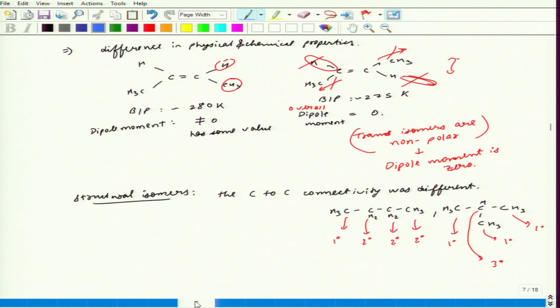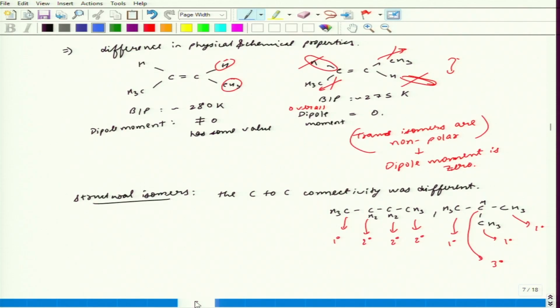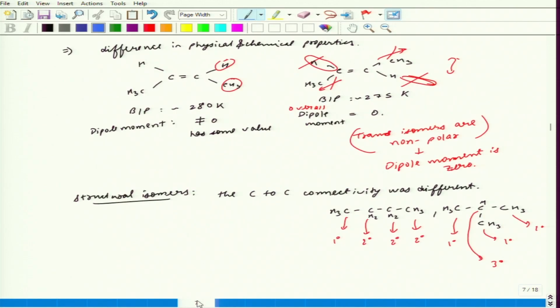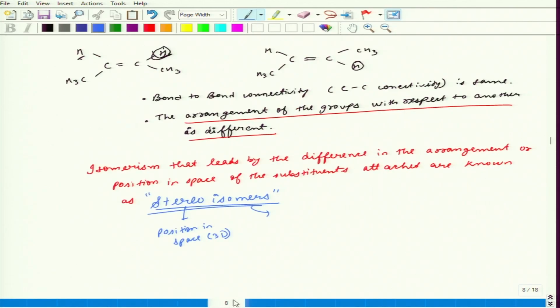So, how is it different? In structural isomers, the bond to bond connectivity is different, meaning the C to C bonding is different. It will also lead to a different number of primary carbons or secondary carbons. So, C to C connectivity is different, whereas there is no such case in geometrical isomerism. The C to C connectivity is same, but the difference is the position of the substrates attached in the space with respect to each other.